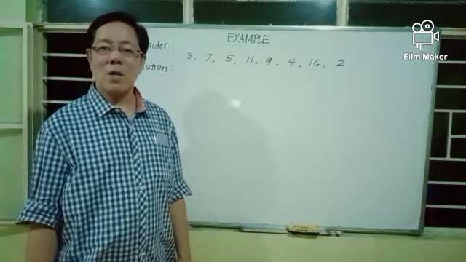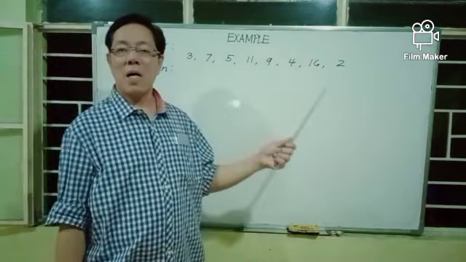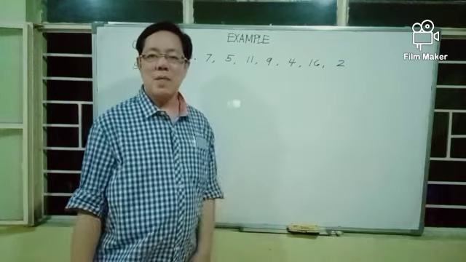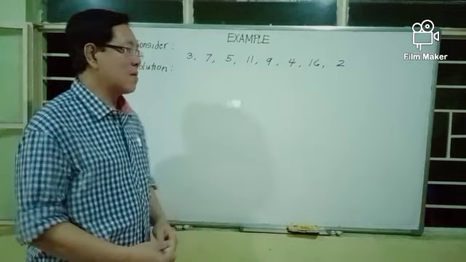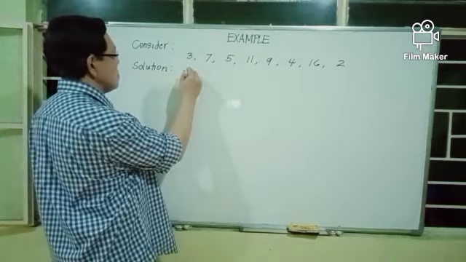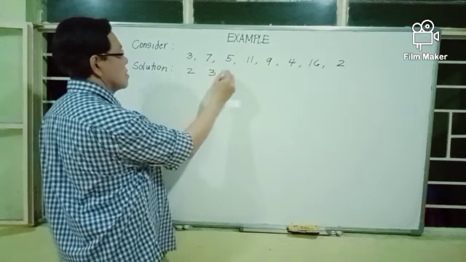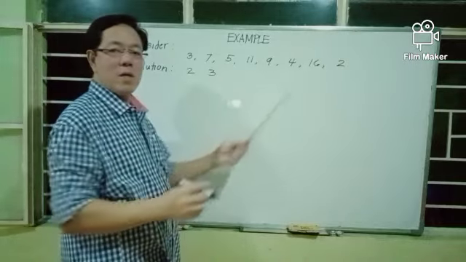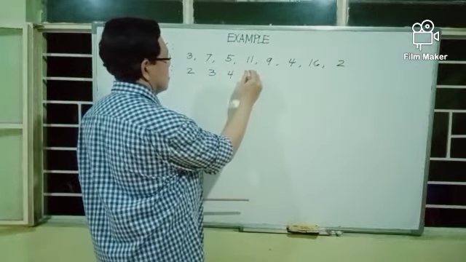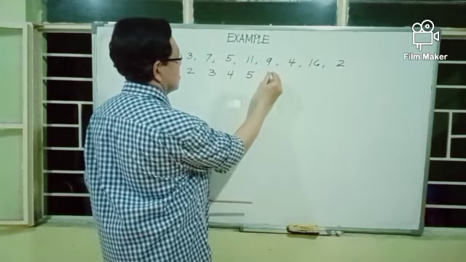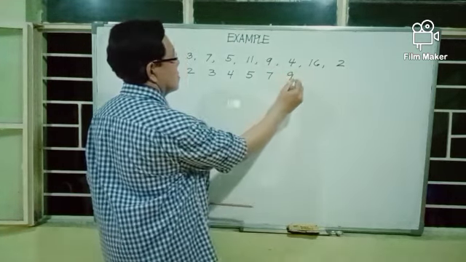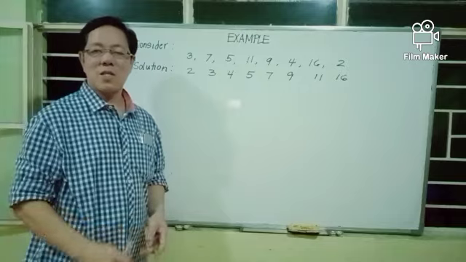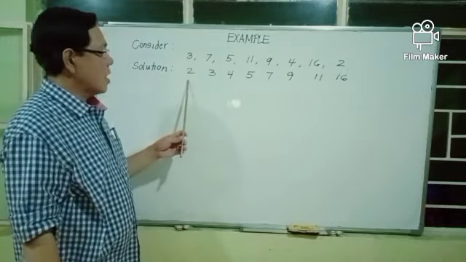The first step is to arrange the given values in ascending order. You start from the lowest up to the highest. So we arrange them from 2, 3, there is 4. The first step is to arrange the given values or measurements in ascending order.